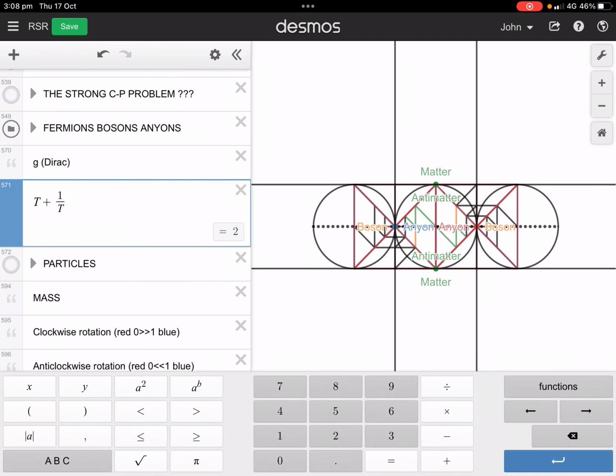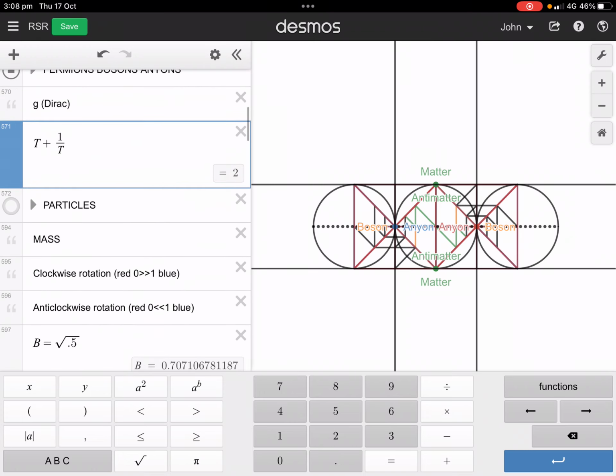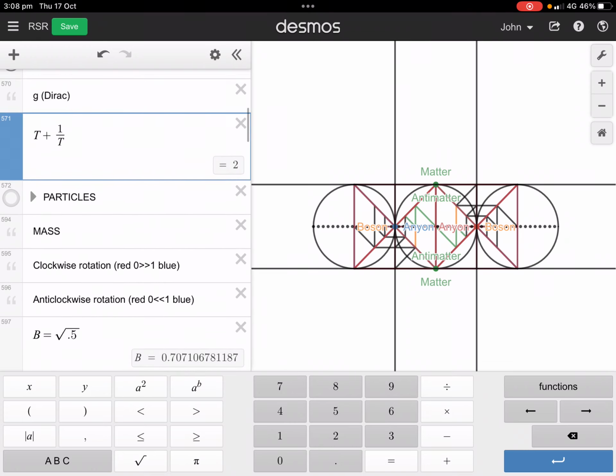See, that's 2, which Dirac calculated to be the little g factor. But there's an anomalous magnetic moment, so it's slightly over 2. But that's the minimum it can get to.